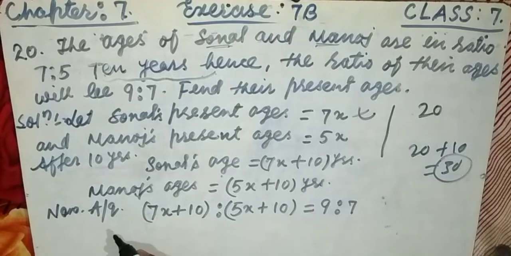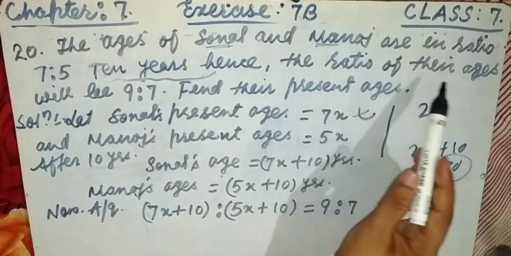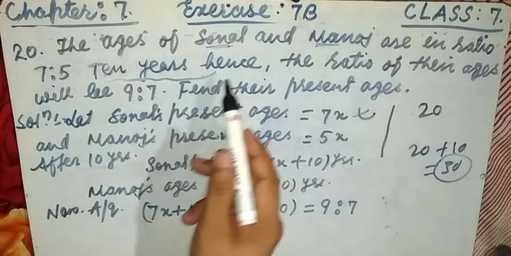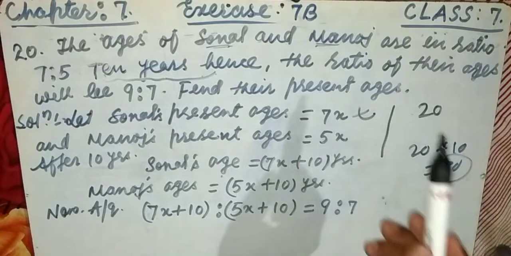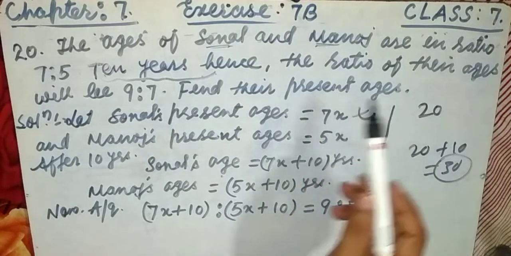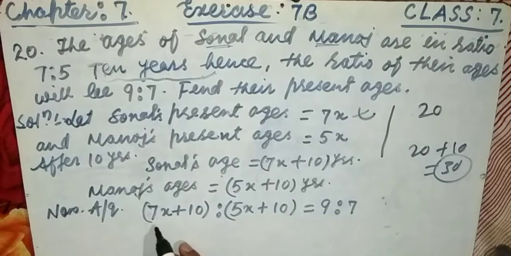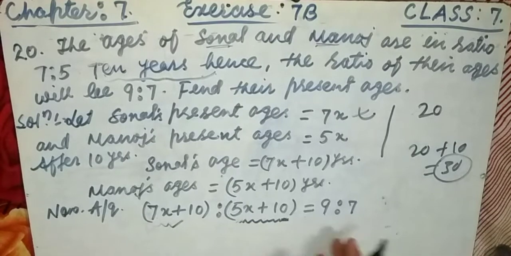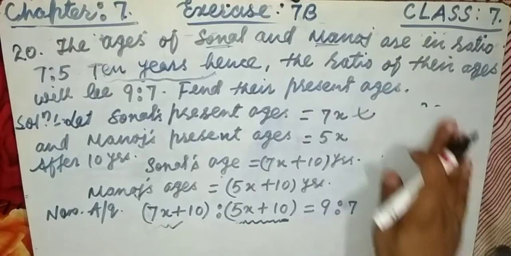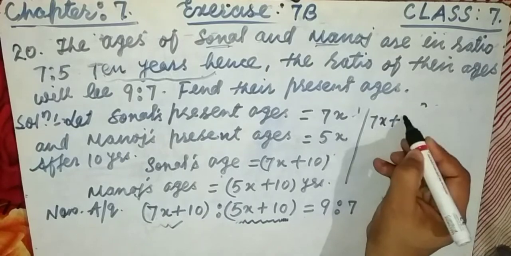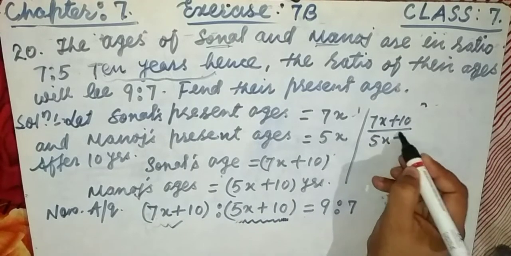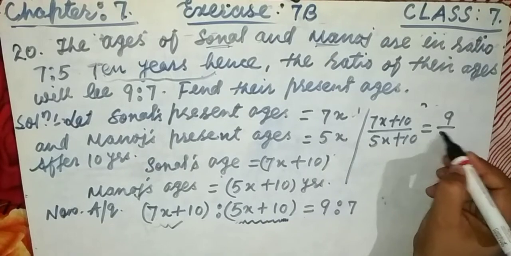Okay, now according to the question, the ratio of their ages after 10 years, 10 years hence, is 9:7. So after 10 years, Sonal's age to Manoj's age is equal to 9:7. So this could be written as 7x plus 10 divided by 5x plus 10 is equal to 9/7.